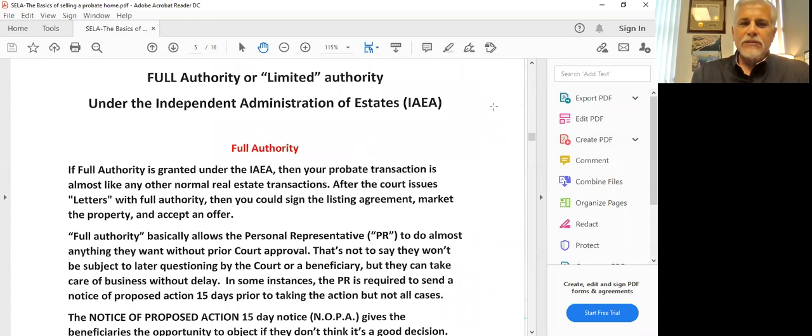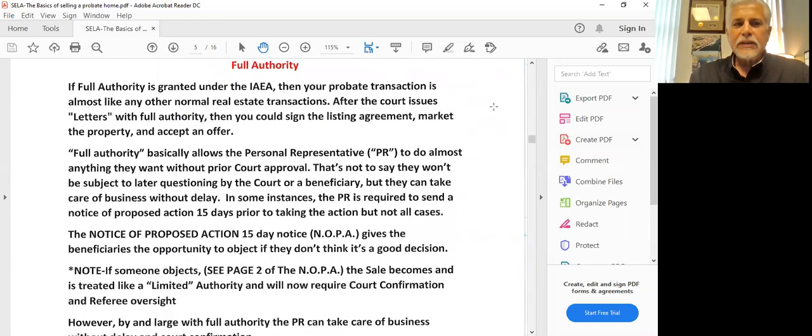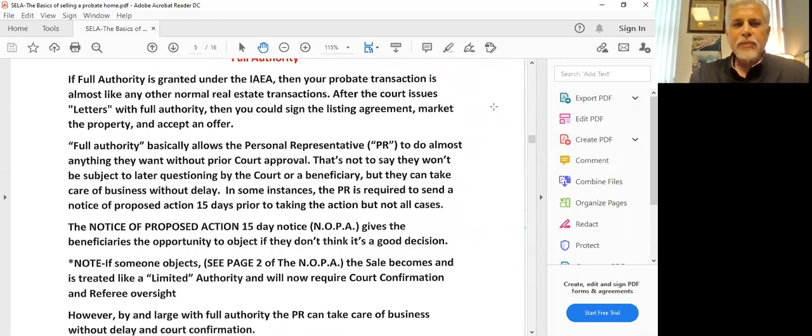Now, under full authority, it's been granted in the letters. It basically allows the personal representative to do almost anything they want without court approval. You've got just a single person, or the brother and sister get along. I closed one where the brother said, look, I don't know, sister, you're the brains of the family, you deal with everything, I believe everything you say. And it's almost like a standard transaction, other than the attorney has to file some paperwork.